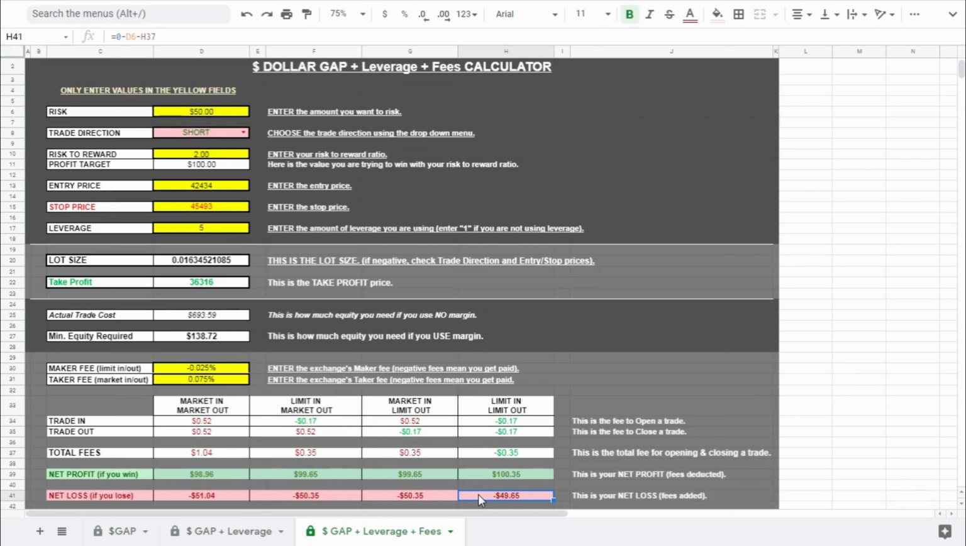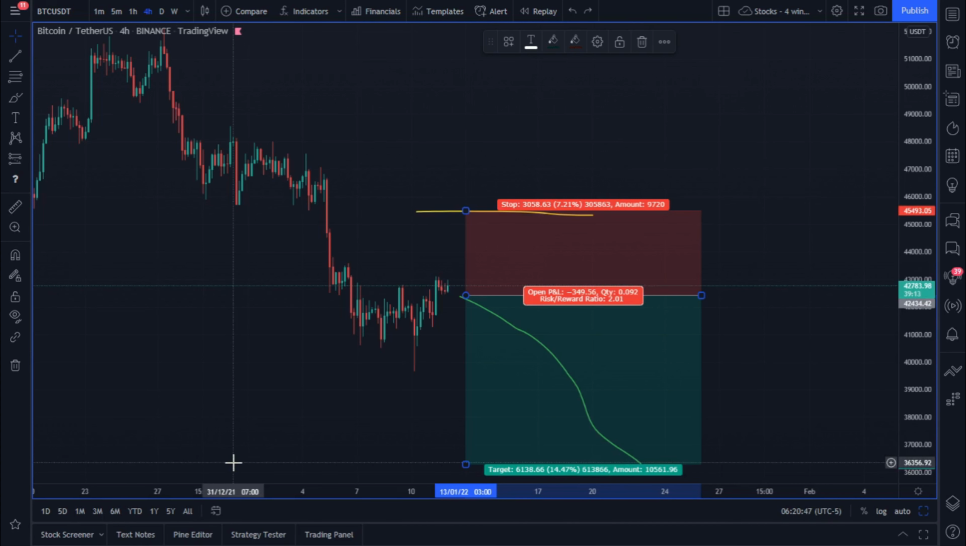So you may be asking yourself, what's the point in bothering with the fees calculation? The problem comes mainly in the lower time frames. If you look at this, we are in the 4-hour time frame, and therefore the movements that we're expecting are larger, 7.21%.